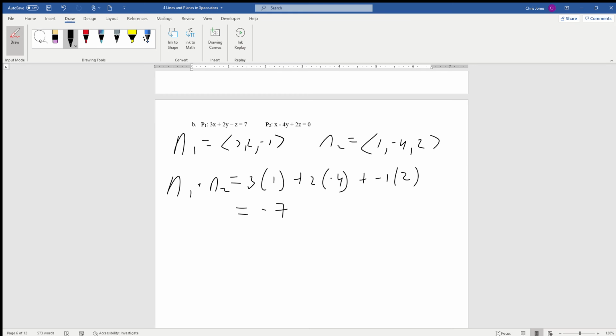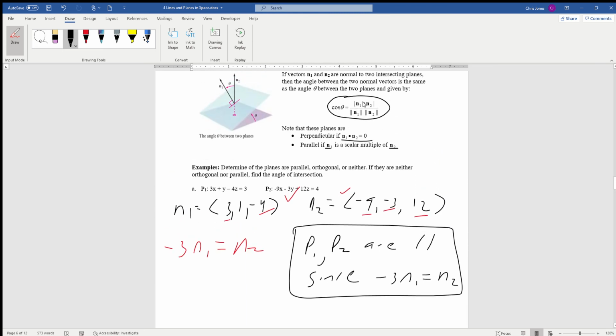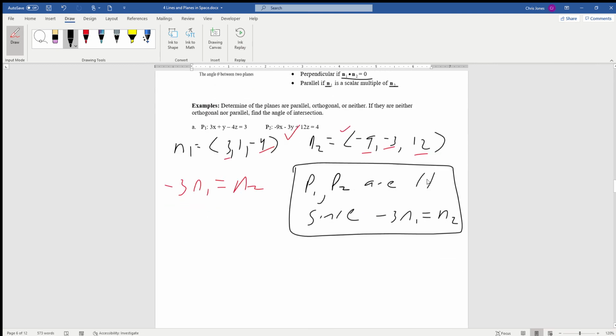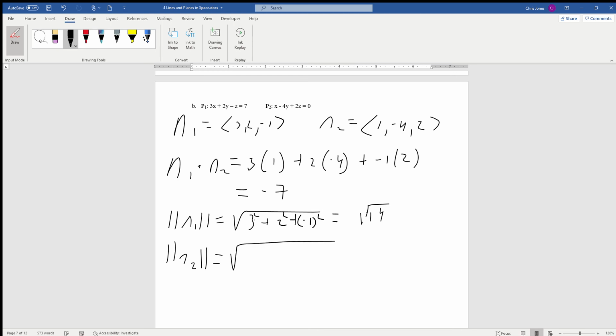So what we're going to have to do is finish out the formula. We're going to take the absolute value of the dot product divided by the magnitude of n1 times the magnitude of n2. So let's find the magnitude of n1. That's going to be the square root of 3 squared plus 2 squared plus negative 1 squared, and that's going to be root 14. The magnitude of n2 is going to be the square root of 1 squared plus negative 4 squared plus 2 squared, and I believe that's going to be root 21.